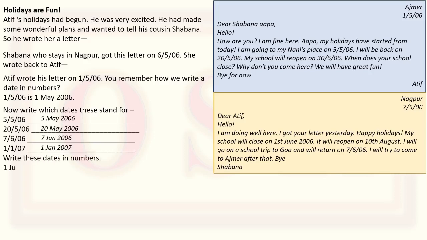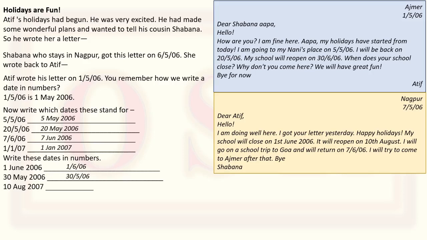Now write these dates in numbers. 1st June 2006. Simple. 1/6/06. 30th May 2006 is, yes, 30/05/06. 10th August 2007 is, so first you'll write 10, then 8 and 07.